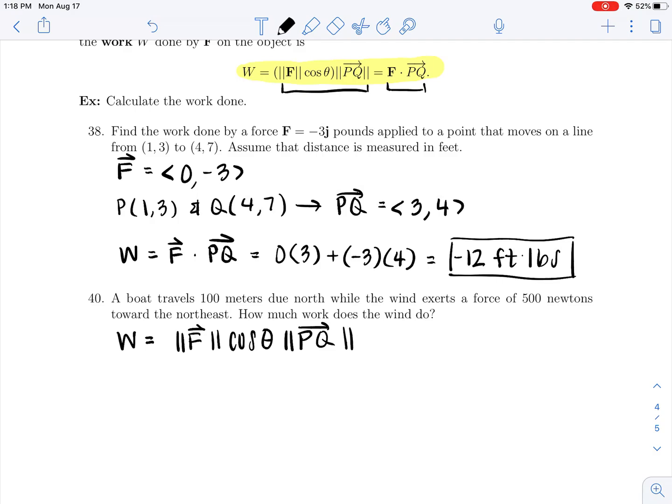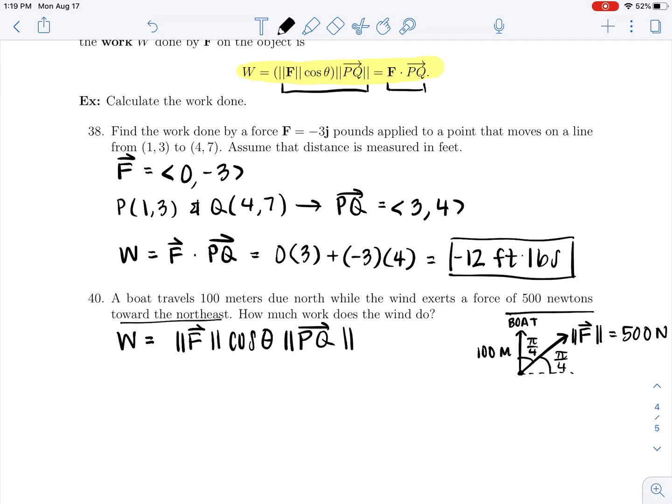So let's see what we know and what we need to identify. We know the force of the wind, right? 500 newtons. And we also know that it's going to the northeast. So I'm going to just draw a quick free body diagram here. Northeast is going to be at a 45-degree angle. And so we have this force here, which is 500 newtons, and I know that this angle is pi over 4. And then we have a boat that's traveling 100 meters due north. So here's our boat, and this distance is 100 meters. So what I now know is since this boat is due north and the wind was blowing northeast, the angle between them is also pi over 4.